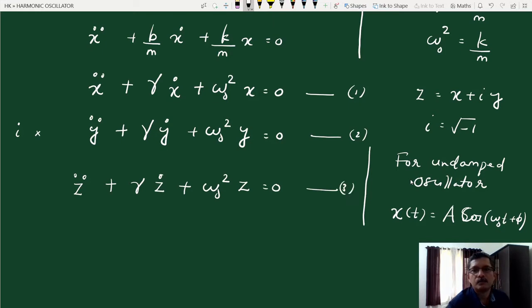Okay, so equation 3 looks exactly similar to equation 1 or equation 2, but the only difference is that in equation 1 and equation 2 x and y are real variables, but in equation 3 z is a complex variable.